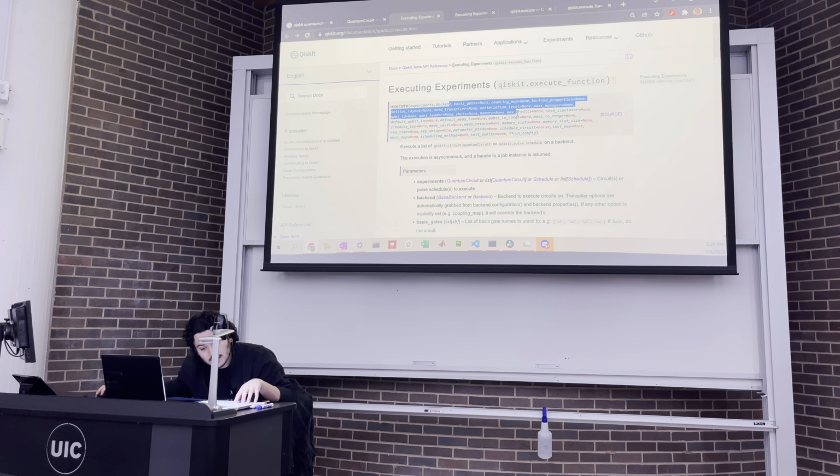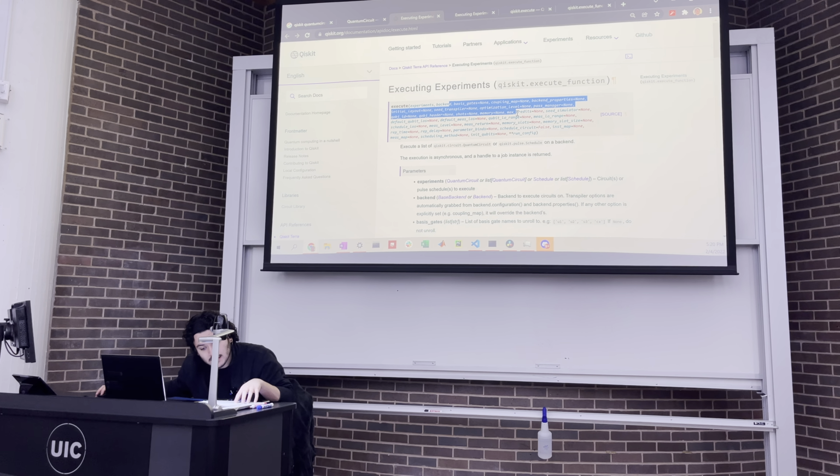And the red flag that tells us the problem is wrong is that they use shot instead of shots. It's very tiny, right? But something you've got to watch out for. So when you familiarize yourself with this execute function, it's those types of things. Shot was used instead of shots, and also incorrect syntax for execute. It's supposed to be the name, then the backend, then the shots, then the coupling map.